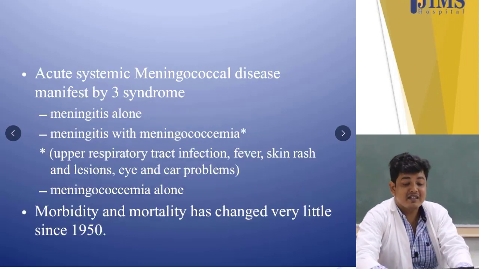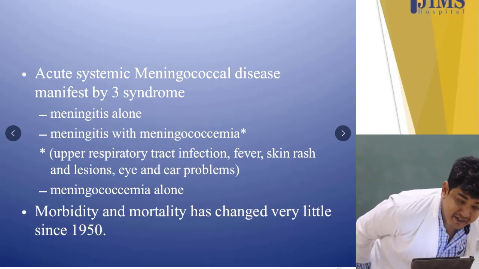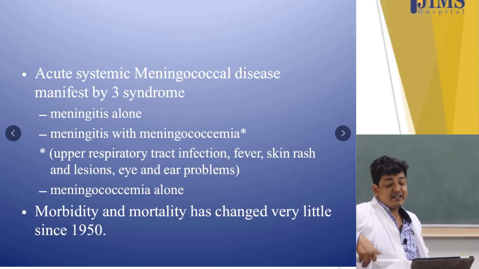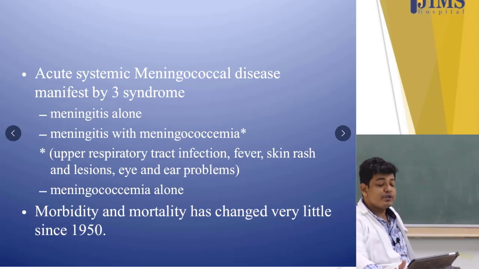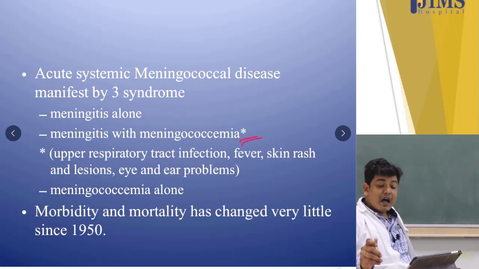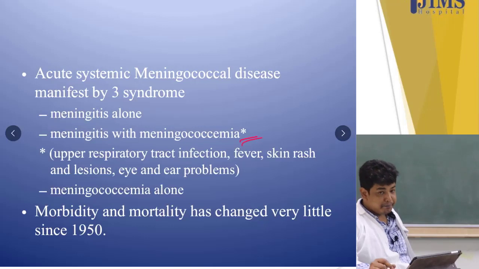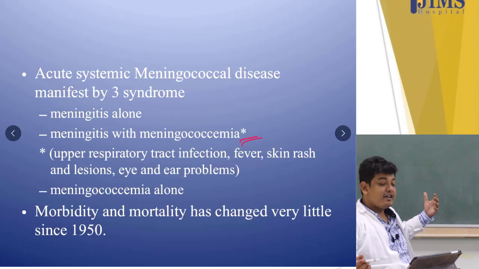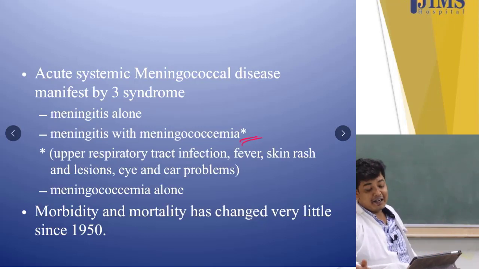Now, acute systemic meningococcal disease can be manifested by 3 syndromes. One is meningitis alone, that means only meningitis, no associated things. Second is meningitis with meningococcemia. What is meningococcemia? It is upper respiratory tract infection along with fever, rashes, lesions, and ear and eye problems. This is meningococcemia. And the third type is only meningococcemia, that is upper respiratory tract infection, fever, rashes, lesions, ear and eye problems.